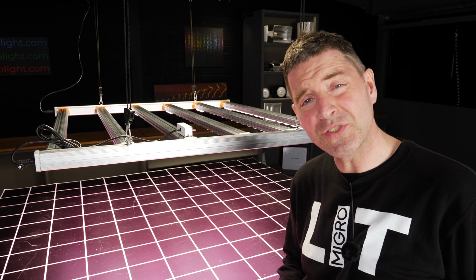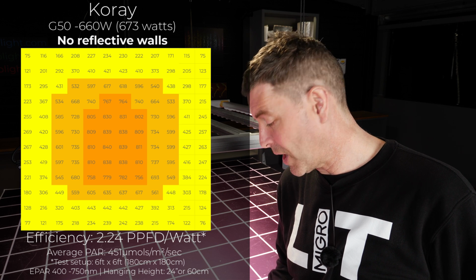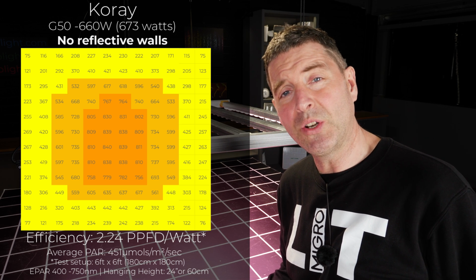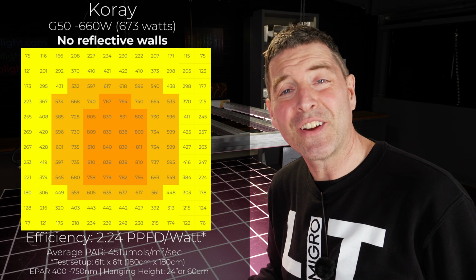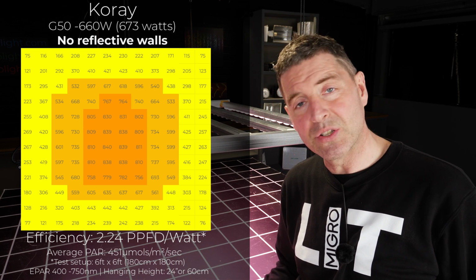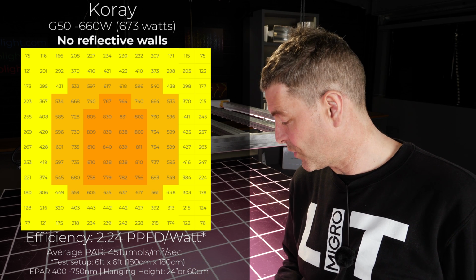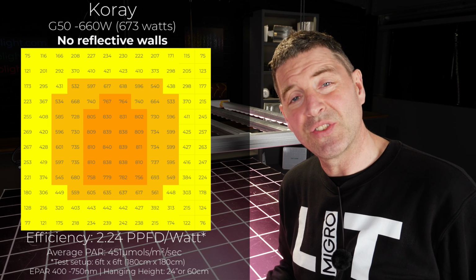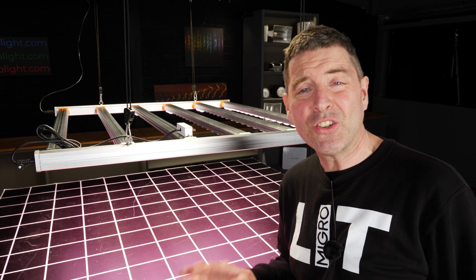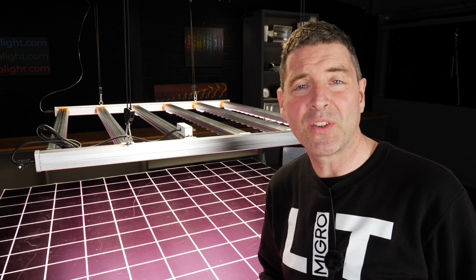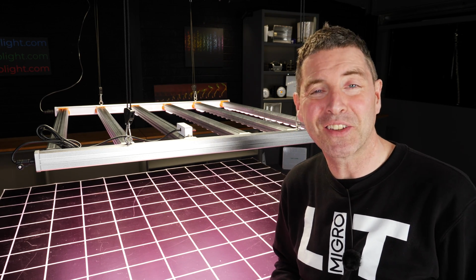Raised it up to 24 inches then as well to look at that, and the average power was 451. The average powers are obviously dropping because it's over a much larger area, but you're still getting those really good power numbers in that specified 4x4, and system efficiency there is 2.24 micromoles per watt. So overall, really good power delivery from this fixture with a number of different options about how you'd like to set it up.